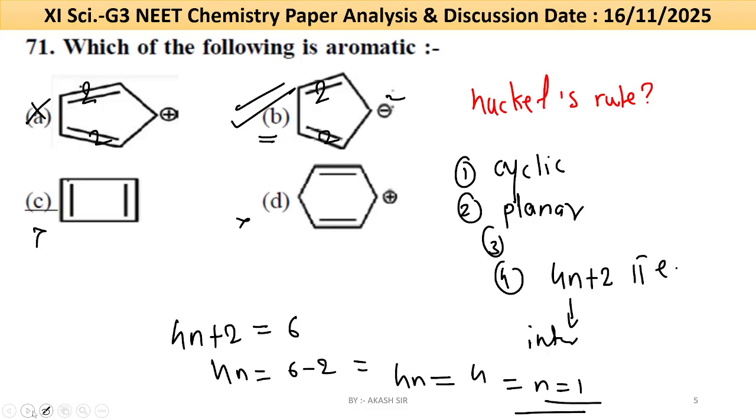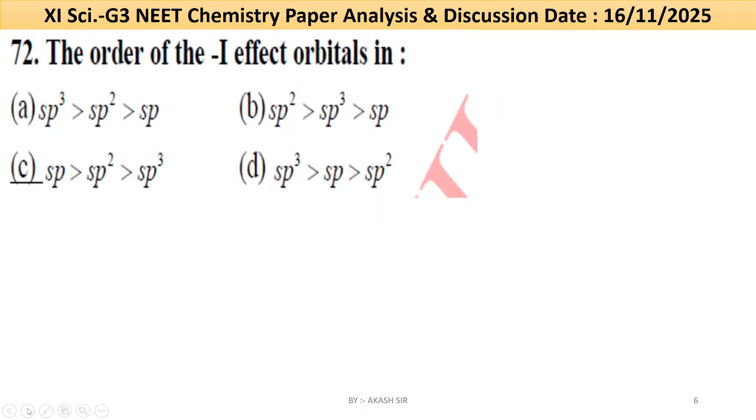Now let's move towards question number 72. The order of the negative inductive effect of orbitals. The correct order of the negative inductive effect for the given hybrid orbitals is based on the electronegativity of the carbon atom in different hybridizations. The more s character in the hybrid orbital, the more electronegativity.